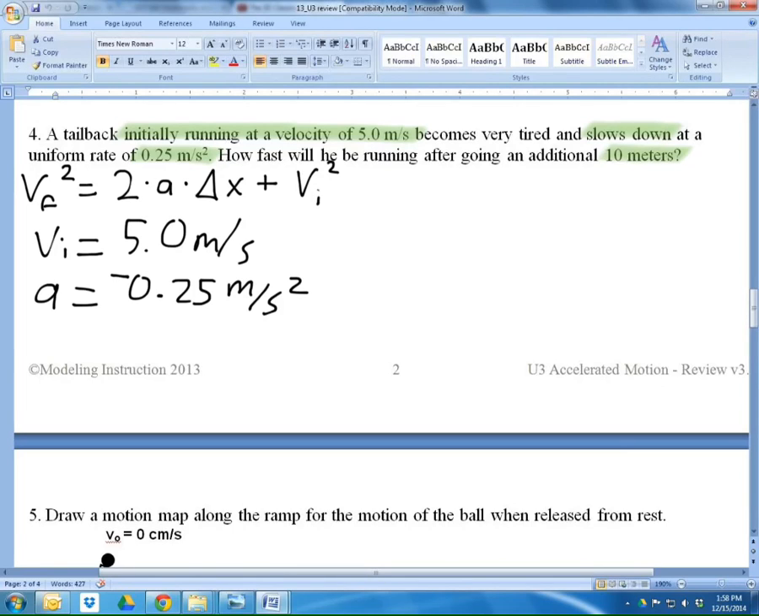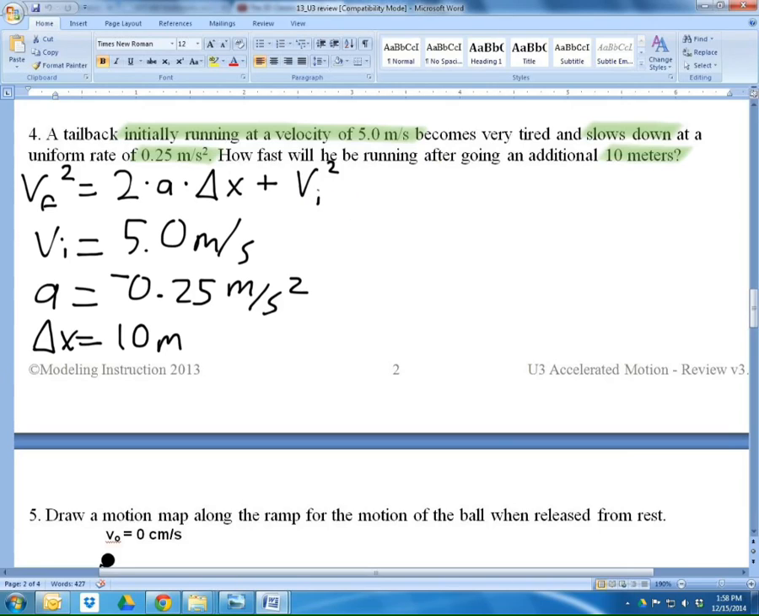The last thing I'm given is the 10 meters. The 10 meters is basically the change in position. The reason why I can say that's the change in position is because I gave you no starting position. So what can I assume the starting position is? It's going to be 0. So I can say that my change in position is equal to 10 meters. Why? There is no starting point. You assume 0. The last thing I want to know is how fast he will be running.